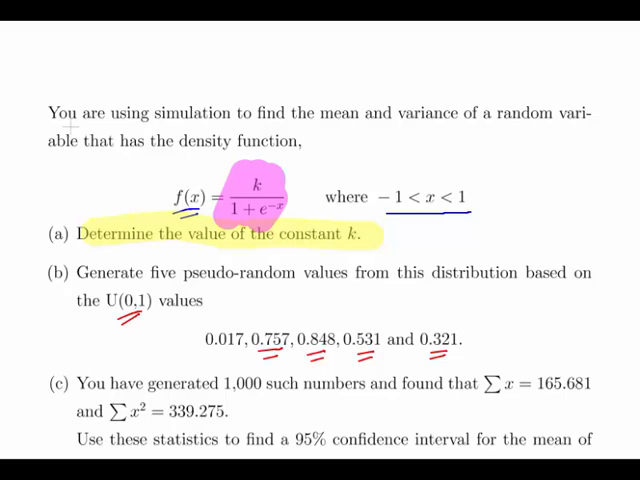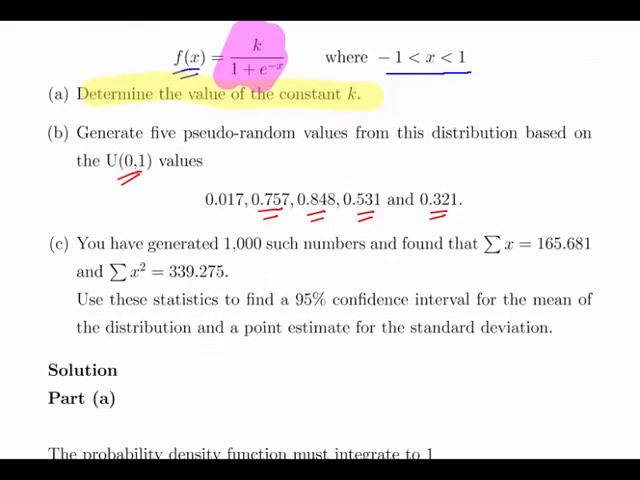Now, you have generated 1,000 such numbers and have found that the sum of these numbers is 165.681, and the sum of squares is 339.275. Use these statistics to find a 95% confidence interval for the mean of the distribution and a point estimate for the standard deviation. We'll come back to that shortly.